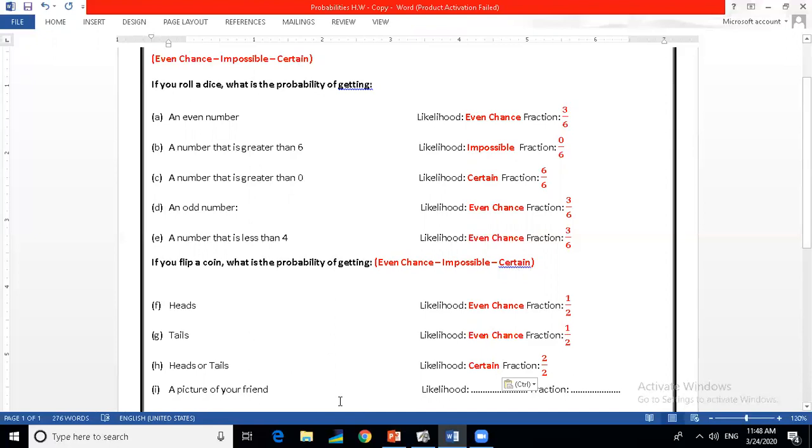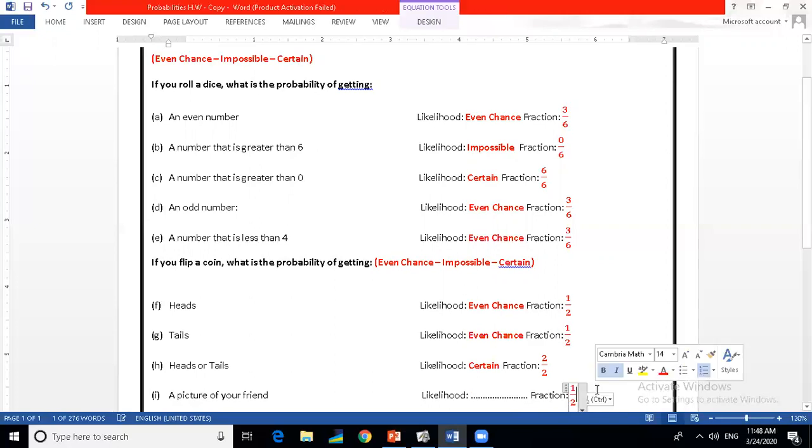A picture of your friend. Well, if I toss a coin, I don't think that I'm going to find a picture of Mr. Mustafa there. He's my friend. I'm not going to find a picture of Mr. William or just a teacher or any of my students there. It is impossible. It's 0 out of 2. It's going to be either heads or tails, Mr. Ahmed. All right, good. So heads or tails, no pictures of my friends. So it's definitely going to be 0 out of 2, which is impossible.